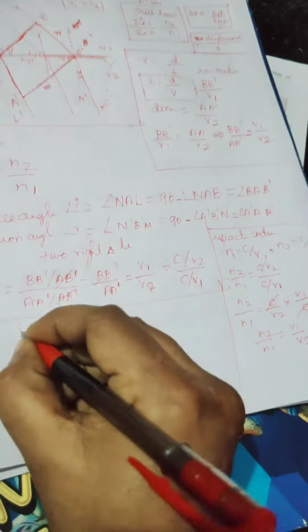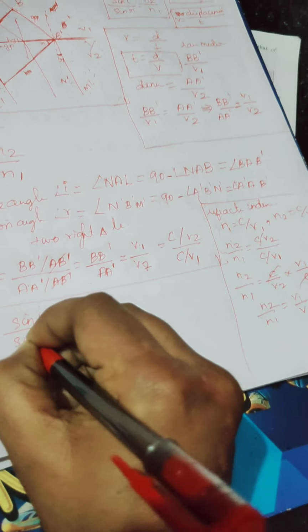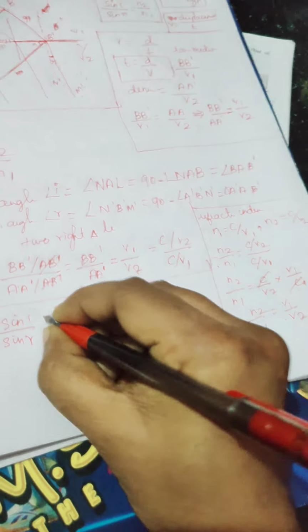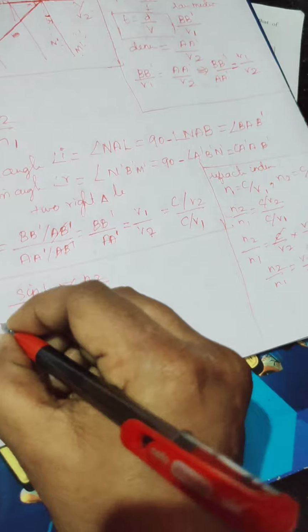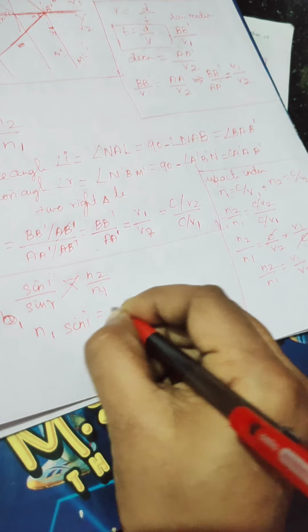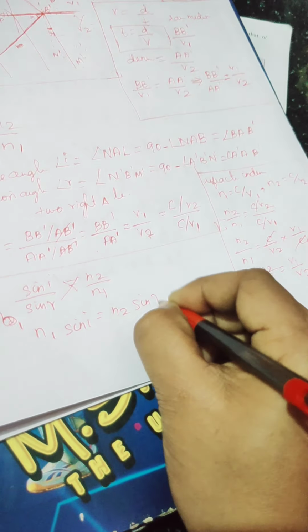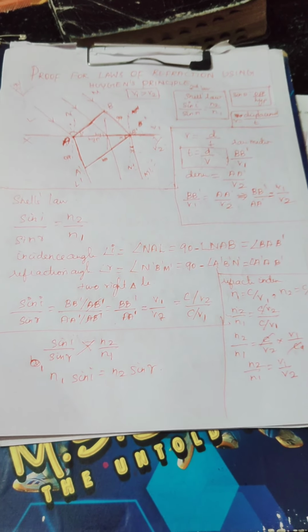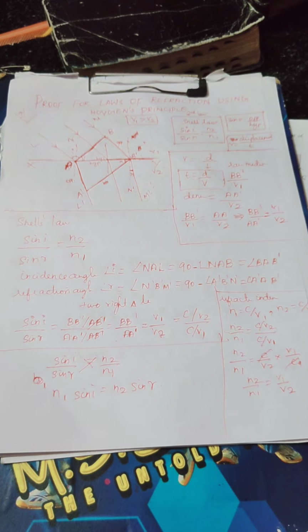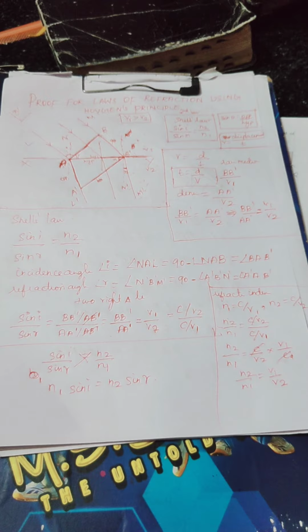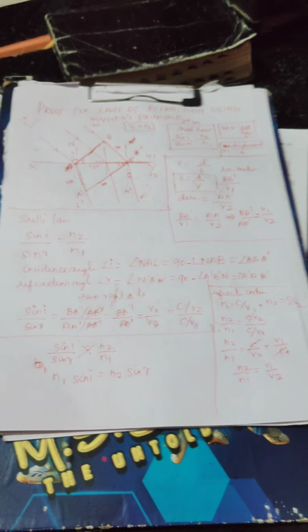And this sin I by sin R is equal to N2 by N1. Just write it like this. So N1 sin I is equal to N2 sin R. Hence I have proved the law of refraction by using Huygens' principle. You can copy this in your classwork notebook. Both things you have to copy, reflection and refraction. You'll be having a test tomorrow. Okay, thank you all.